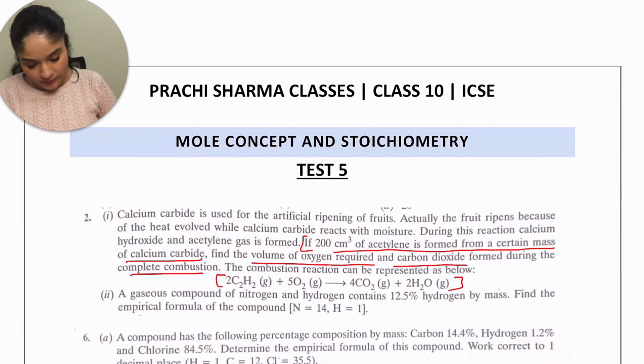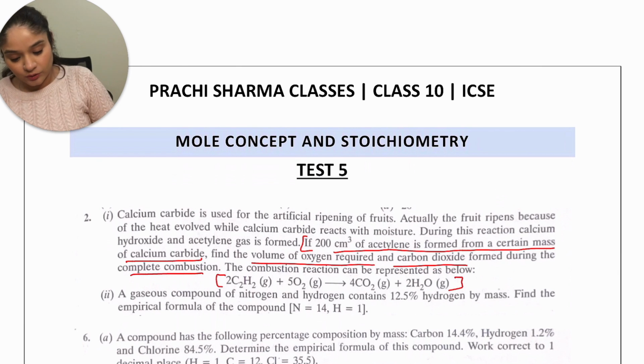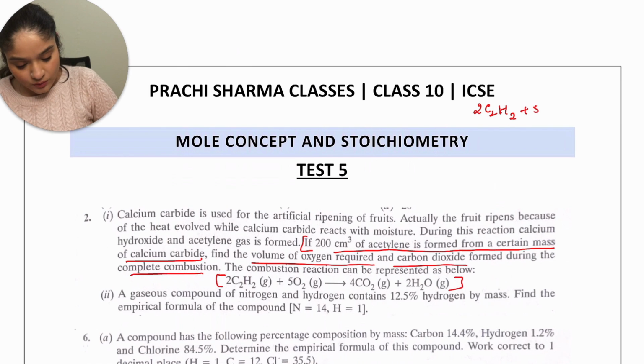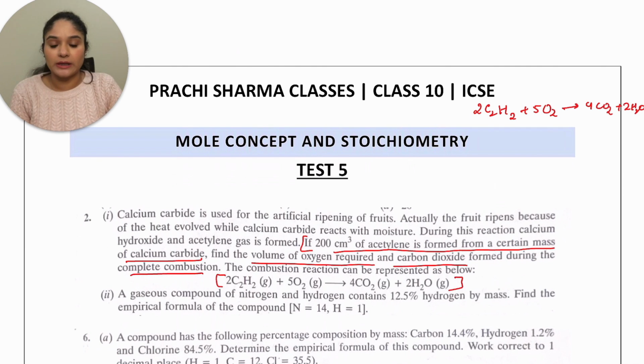Wherever I find space, I'll be solving the question there. If I don't, I'll add another sheet towards the end of the test paper. Now, the equation that we have is 2 C2H2, that is acetylene, plus 5 O2 giving me 4 CO2 plus 2 H2O. So this is the equation that is given to me.